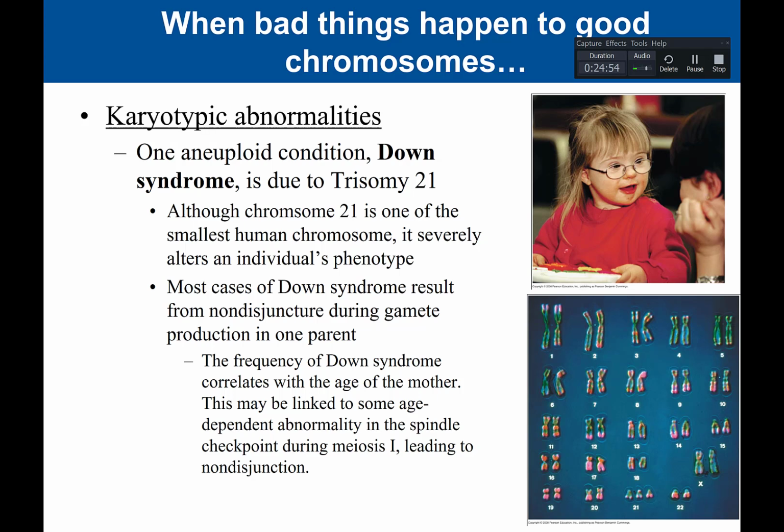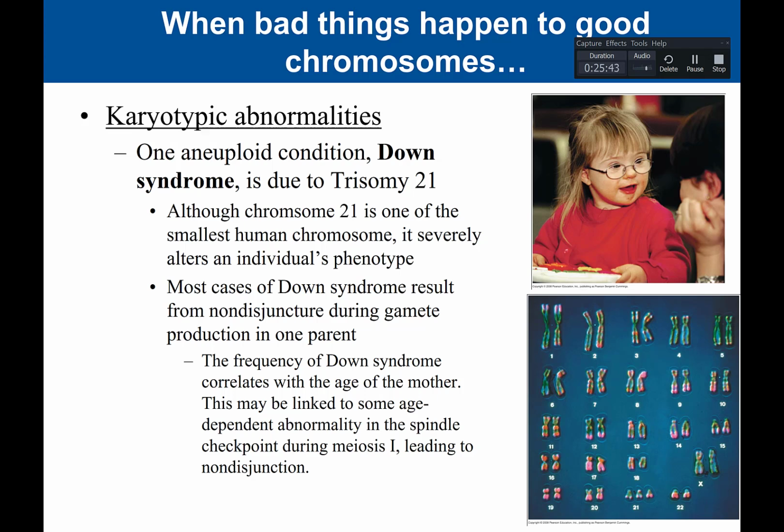Most cases of Down syndrome result from nondisjunction during gamete production in one parent. So usually that means the egg or the sperm has nondisjunction. It's not something that happens in both parents, but usually the result of nondisjunction in one parent. More commonly, that nondisjunction is associated with the egg. And so the frequency of Down syndrome correlates with the age of the mother. This may be linked to age-dependent abnormalities in the spindle checkpoint during meiosis I, which leads to nondisjunction.